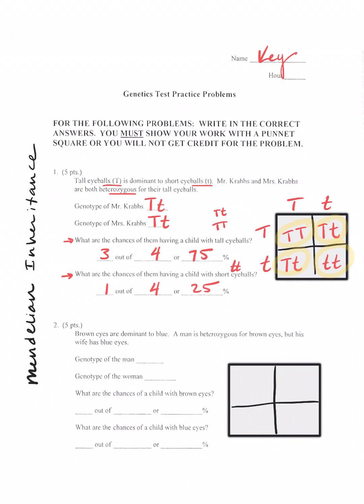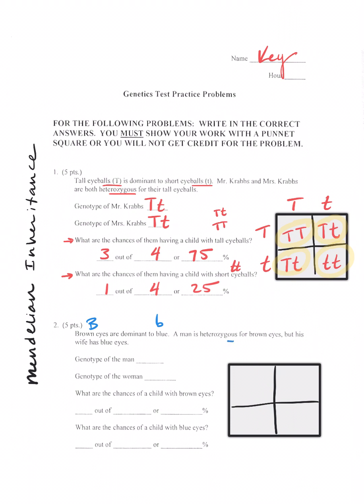Number 2 says that brown eyes are dominant to blue eyes. A man is heterozygous for brown eyes, but his wife has blue eyes. This doesn't tell us what letter to use, and so we're going to use the letter capital B for brown eyes and the letter lowercase b for blue eyes. And then we can figure out our genotypes.